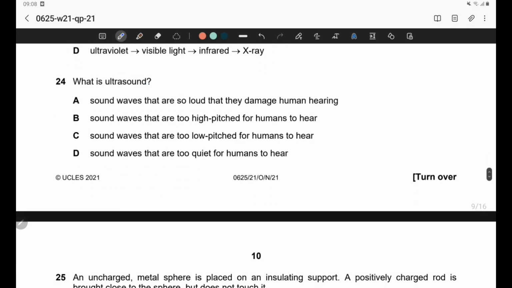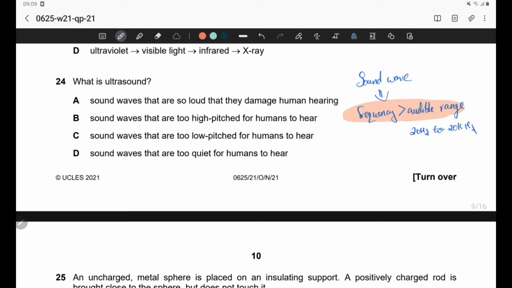Question 24. What is ultrasound? Ultrasound is nothing but a sound wave, but its frequency is greater than the audible range. So this is the most important point about ultrasound. Its frequency will be greater than the audible range. Audible range means 20 Hz to 20 kilohertz. So the ultrasound's frequency will always be greater than 20 kilohertz. And when the frequency is greater, the pitch will be greater, because pitch and frequency are related. The more pitch means the more frequency. Hence the correct answer is option B.